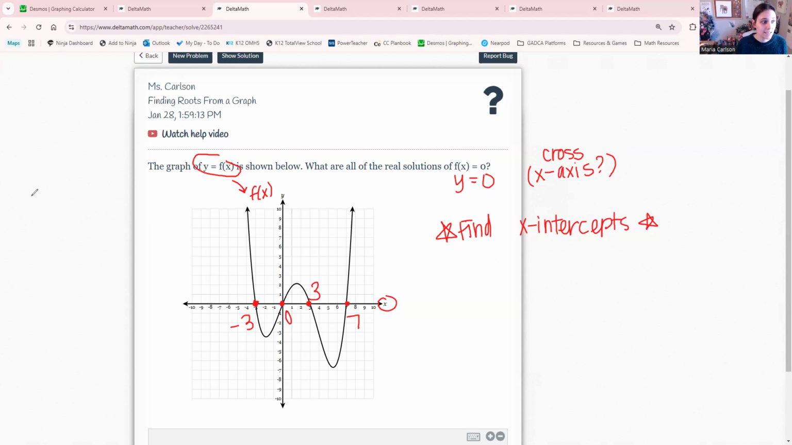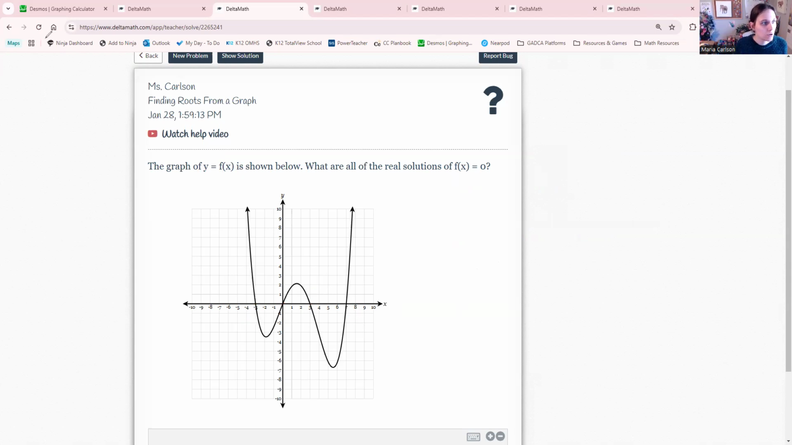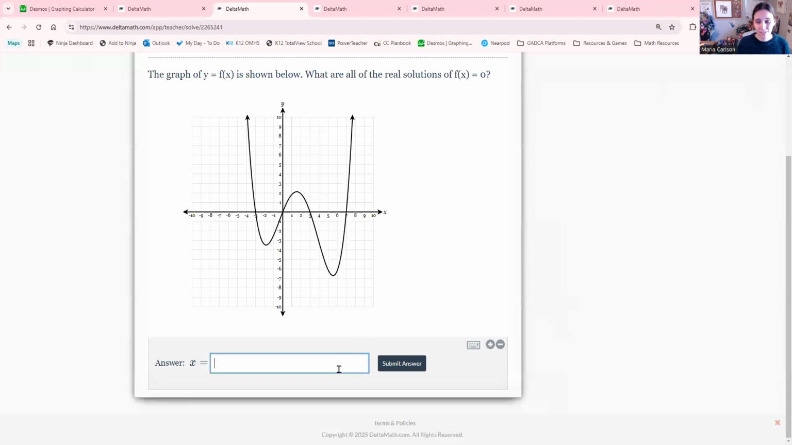So to write this answer in, I'm going to clear all this off. We actually have to enter in 4 different answers. And the way you'll do this is you will just separate them with commas. And I like to start with the smallest, so -3, comma, and it will split it now into a set of multiple items. 0 is the second intercept, 3, and 7.